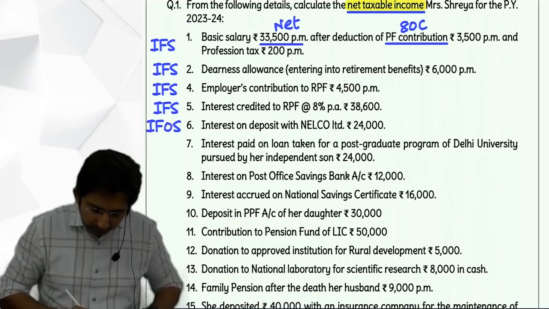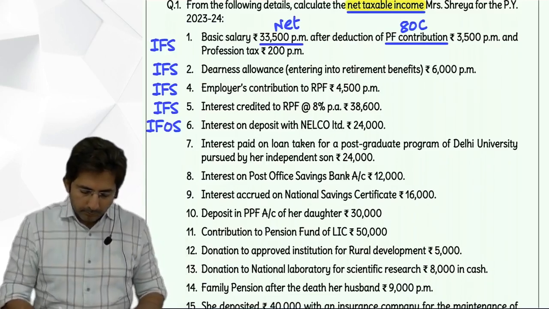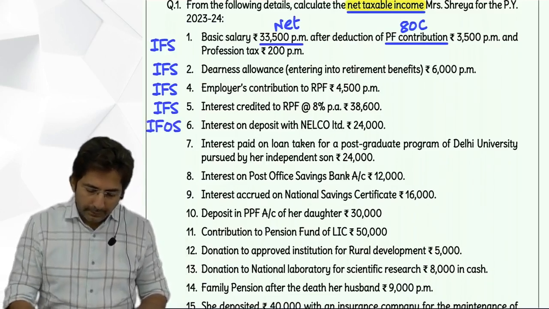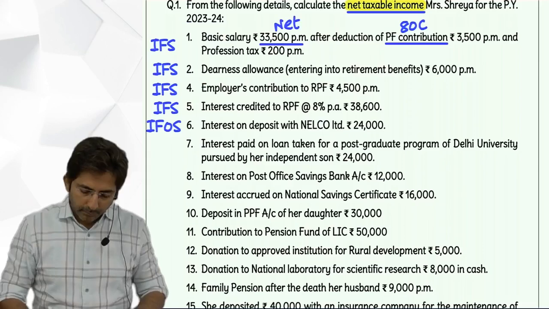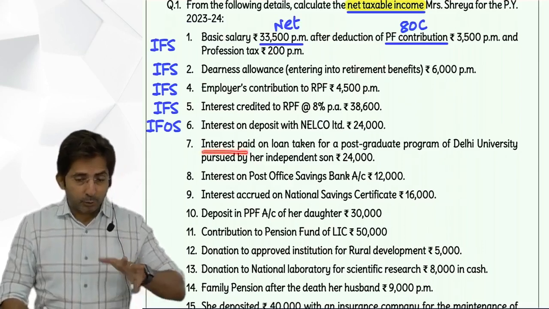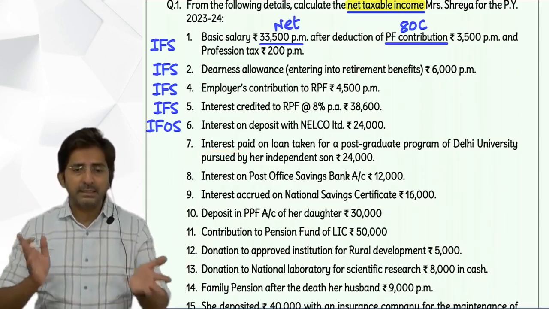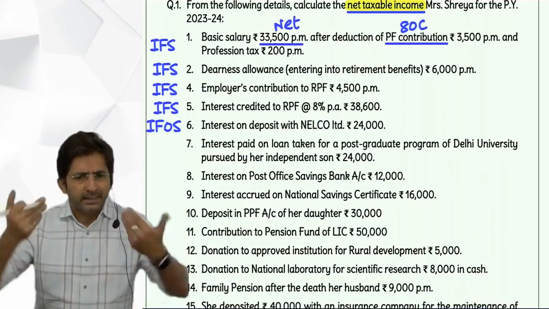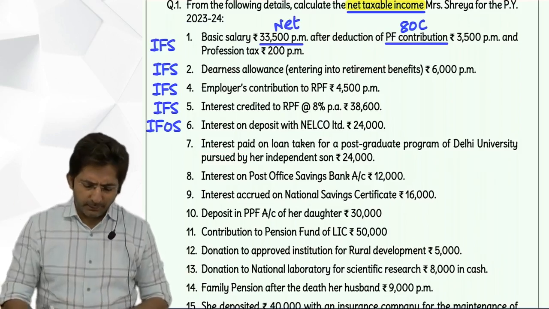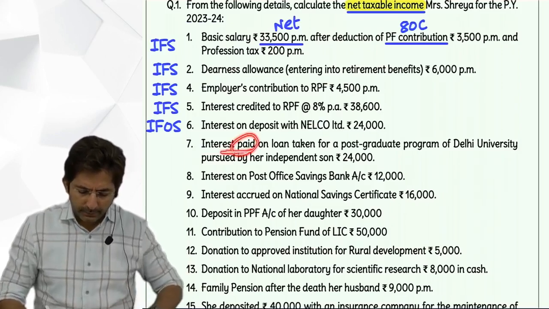Then, what about interest paid? Now see, it is paid. See, many students, you know what they do? Interest, income from other sources. Interest is income from other sources provided it is an income. But here it is what? Interest paid. It is an expenditure. So read, what is it?